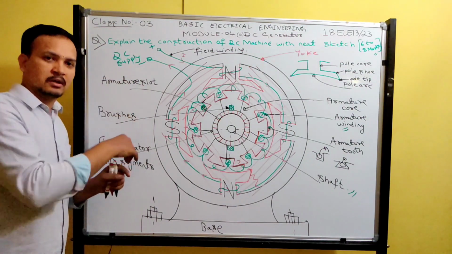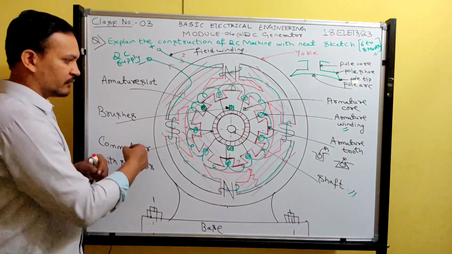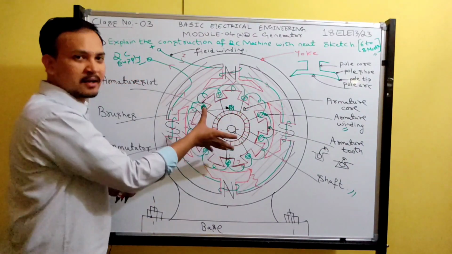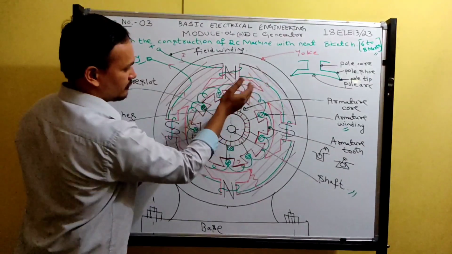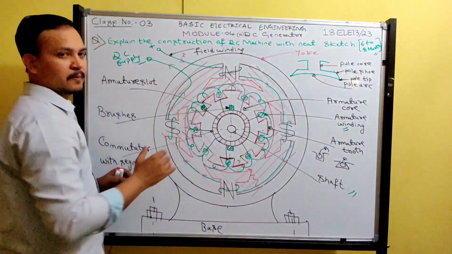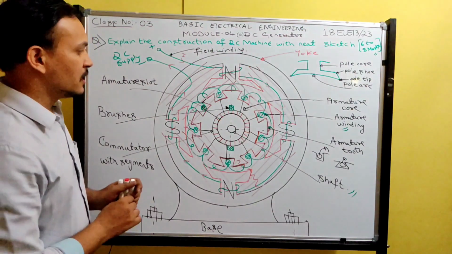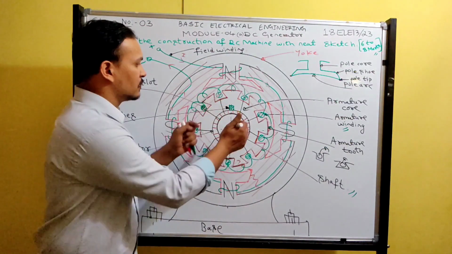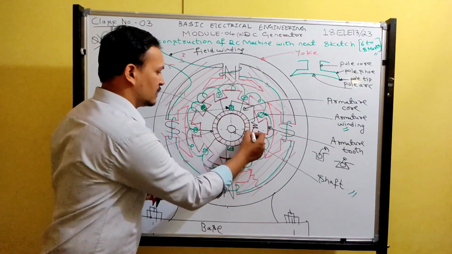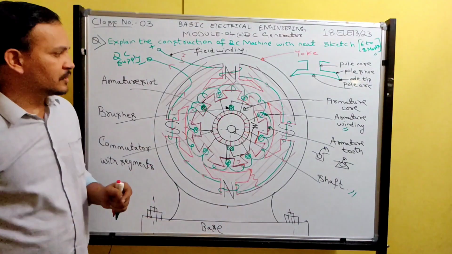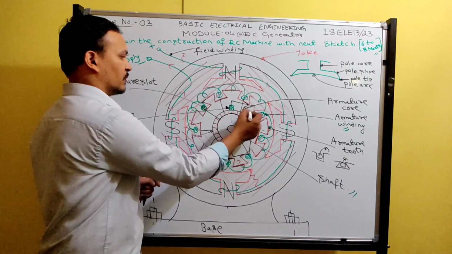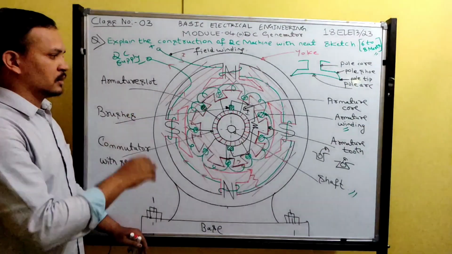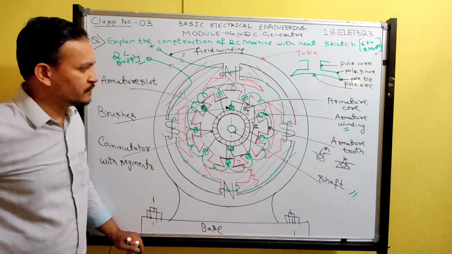Whenever water falls on the turbine, the turbine rotates. If the turbine rotates, the armature also rotates. Whenever these rotating conductors cut the flux, EMF will be induced. That induced EMF is collected by the brushes, and this voltage we can give to the external load. In this way, current starts flowing through the load. Understood, guys? Like this, the generator works.